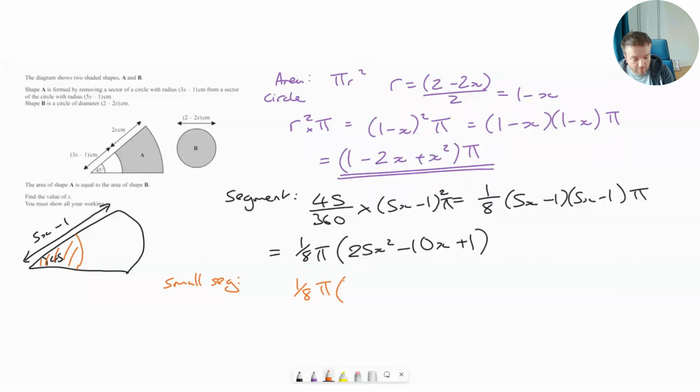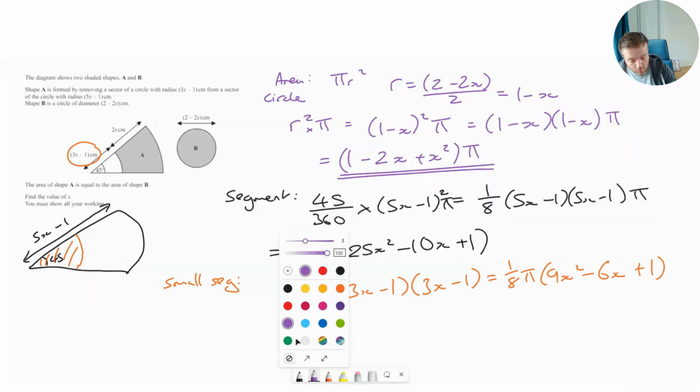We're going to skip a step, so to speak. This time we're just using this bit here, so it's going to be 3x minus 1, 3x minus 1. And we'll go straight to the double bracket just to save a little bit of time, because this is a really big question. So it's 1 over 8 times 9x squared minus 6x, because we're going to do it twice, plus 1. Right, so we now have got to find out what this bit is.